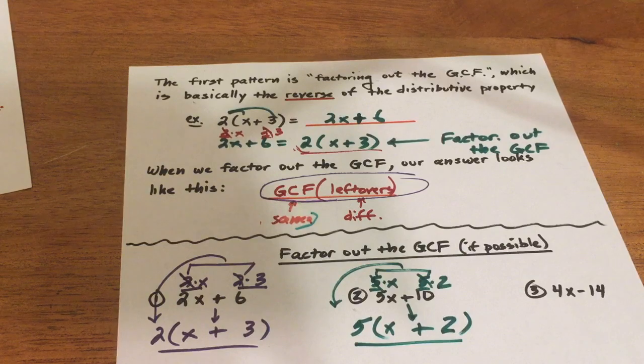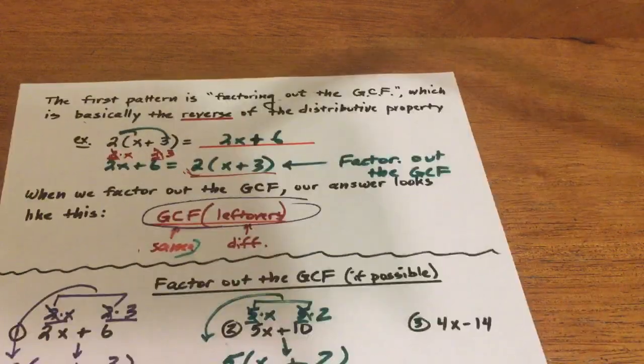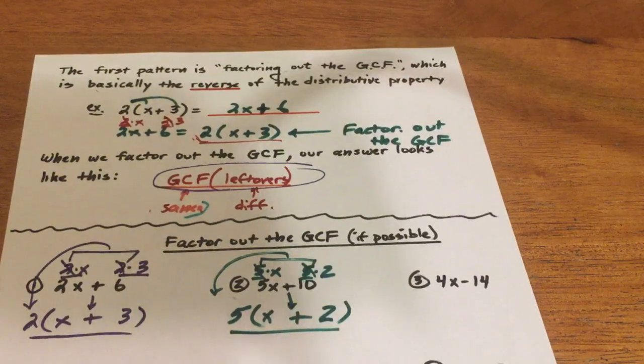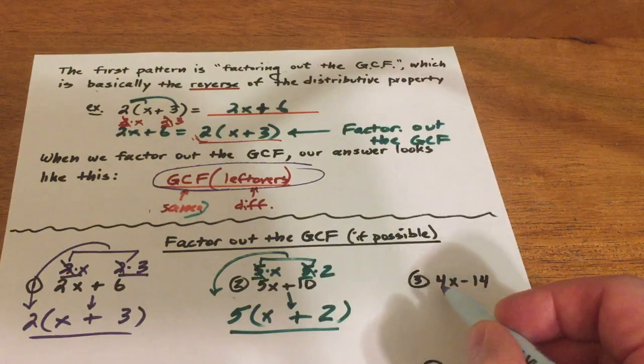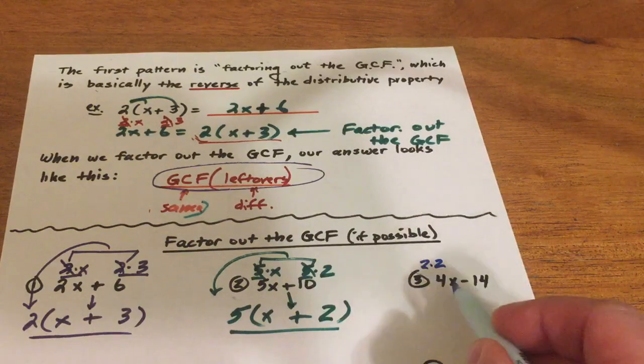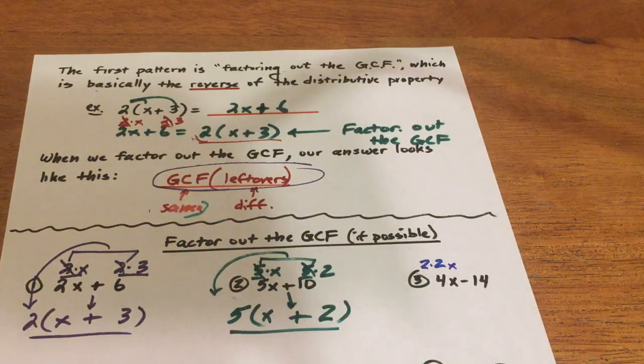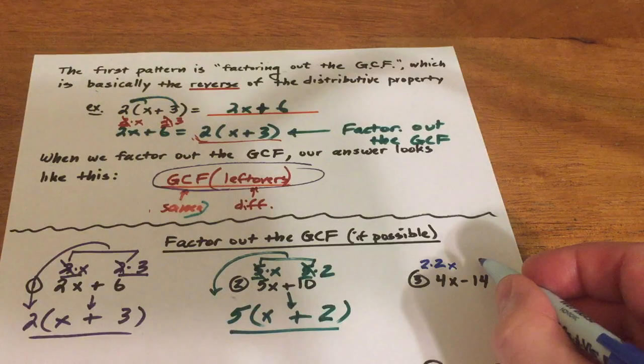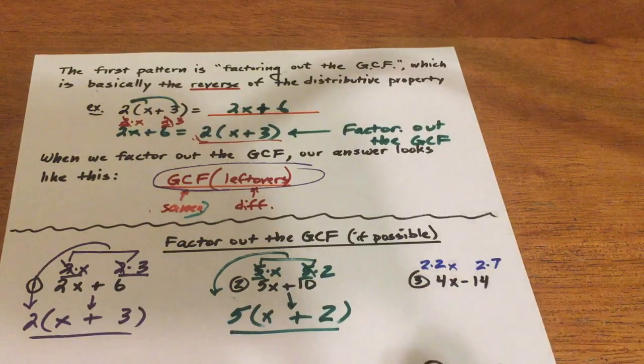Try number 3 on your own, so pause it. Okay, let's go through problem number 3. With problem number 3, hopefully you got an answer of 2 times the quantity 2x minus 7. Let's take a look at that. We can take the number 4, and we can factor that into 2 times 2. Then we have an x. Now we have a 14. We can factor that into 2 times 7.